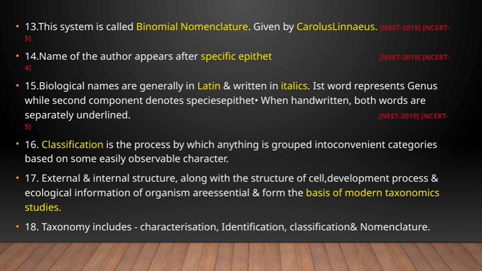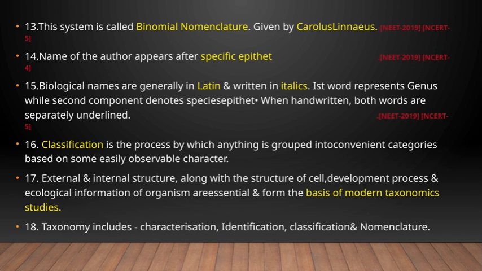Now, moving to classification itself, it's essentially a way of organizing living things into convenient groups based on observable features. This helps us understand relationships and similarities among different organisms more easily. And it's not just external features we look at. Modern taxonomy also considers internal structures, cell details, developmental processes, and ecological information. All these aspects are crucial because they give us a comprehensive understanding of an organism's identity and its place in the biological world.